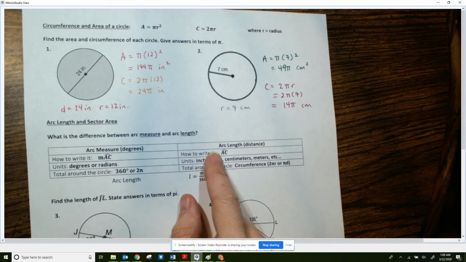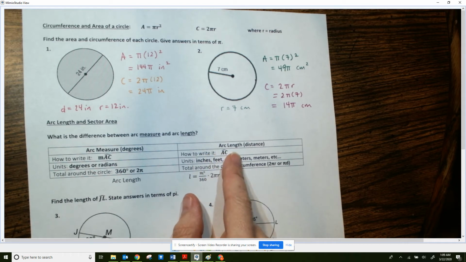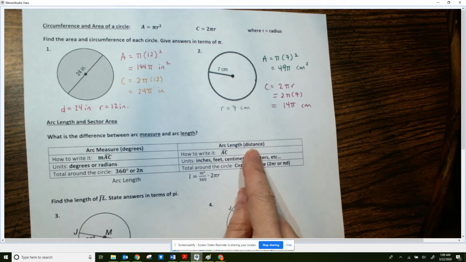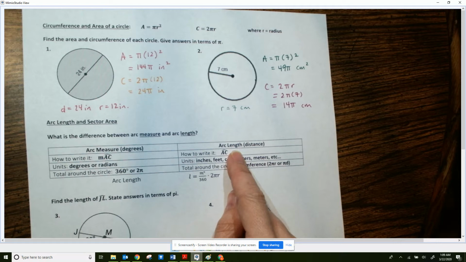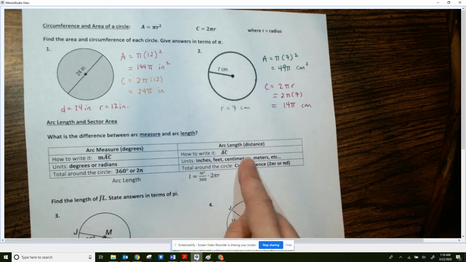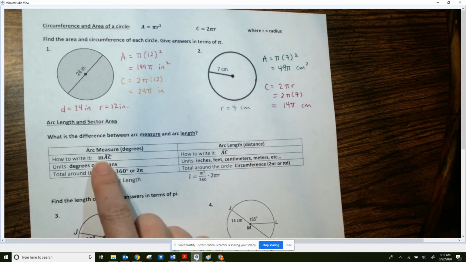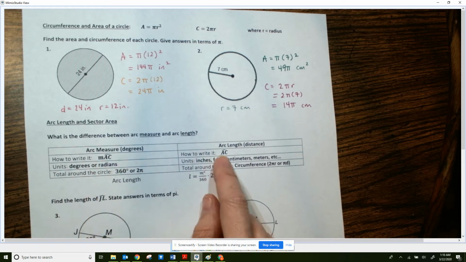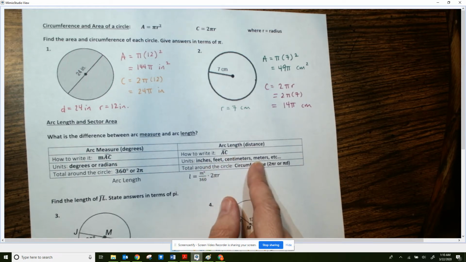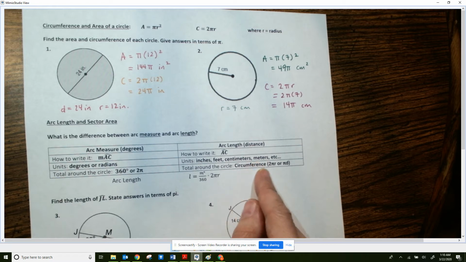The arc length is now going to talk about distance. So the difference between measure of degrees and length, which is distance. And basically, this is going to be a piece of the circumference. So if you think about a circle being like a pie, or a pizza, the arc length is going to be the crust. So just going around. So it's a piece of the circumference. Notice this has a little m for measure of the arc, where this just has arc. And so that's how we know it's the length. The units are still just like circumference, going to be inches, feet, centimeters, whatever you're given. And again, it's a piece of the circumference.